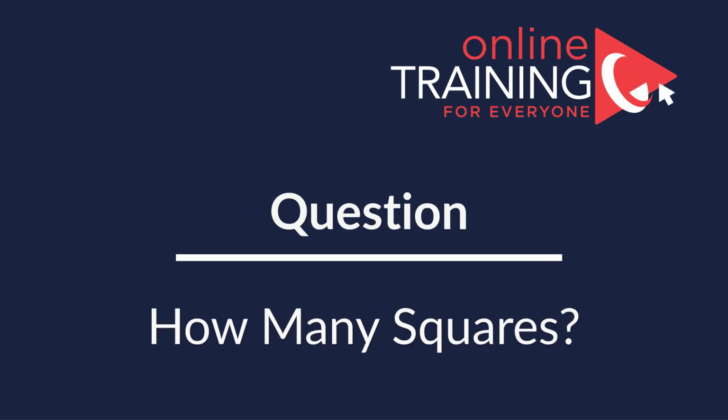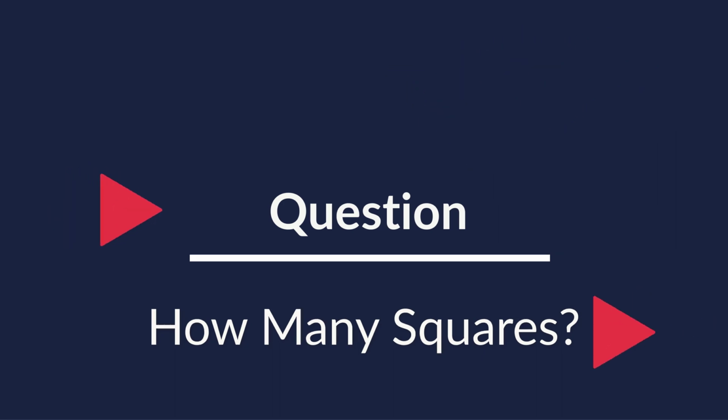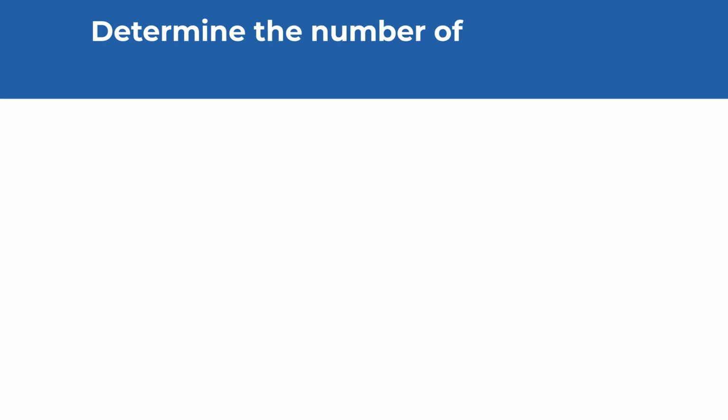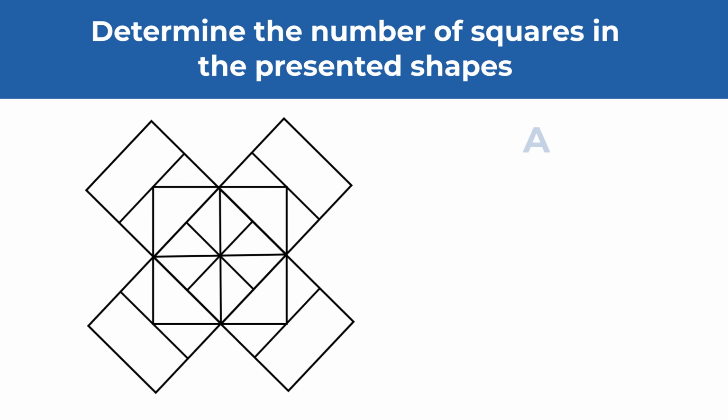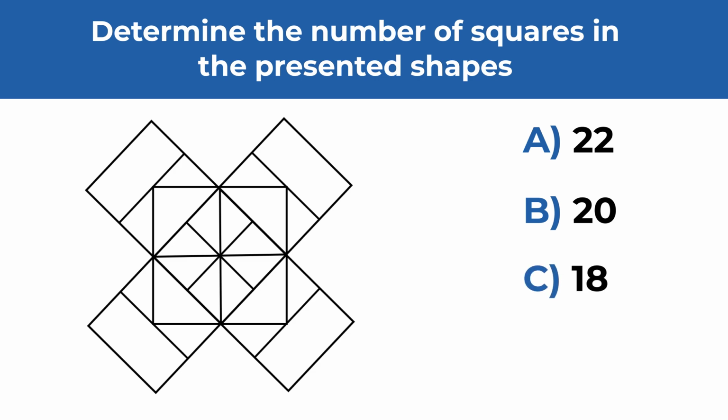Here's a very interesting question from the most recent test. You need to determine the number of squares in the presented shape. You have 4 different choices. Choice A, 22. Choice B, 20. Choice C, 18. Choice D, 14.